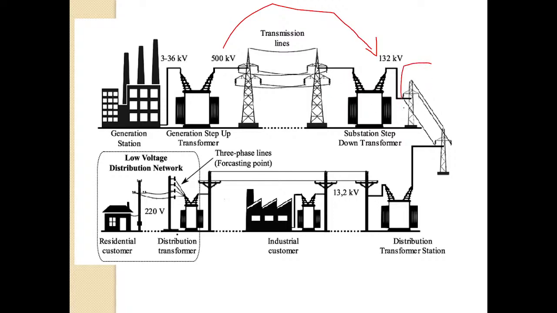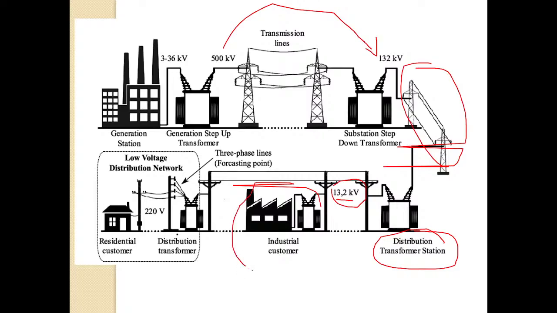Again, it is transmitted by the transmission towers, and nearby to the load sector, there is a substation. You can call it a distribution station, where the voltage level is further stepped down to 13 kilovolts or 2 kilovolts. This 13 to 2 kilovolts is given directly to some industrial customer. So to some industrial customer, 13 to 2 kilovolts is given.